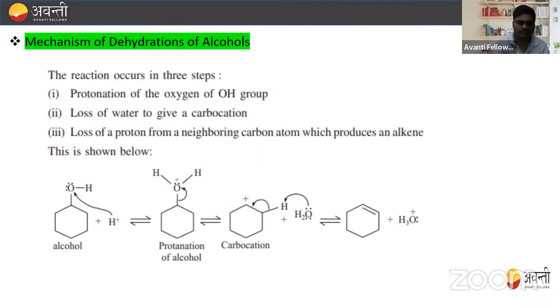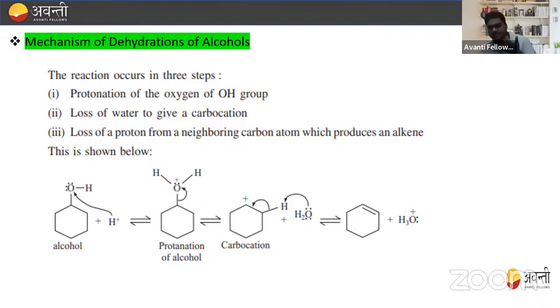So the first step is the protonation of the oxygen of the OH group. Here, the acid H+ protonates the oxygen, which becomes OH2+. Now the oxygen has a positive charge, so it wants to attain neutrality and remove its positive charge, so it attracts the electron from the carbon.